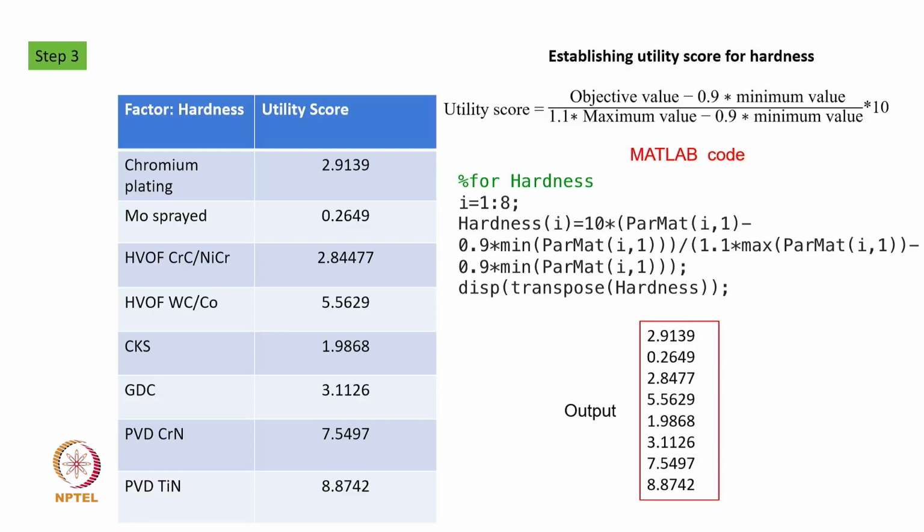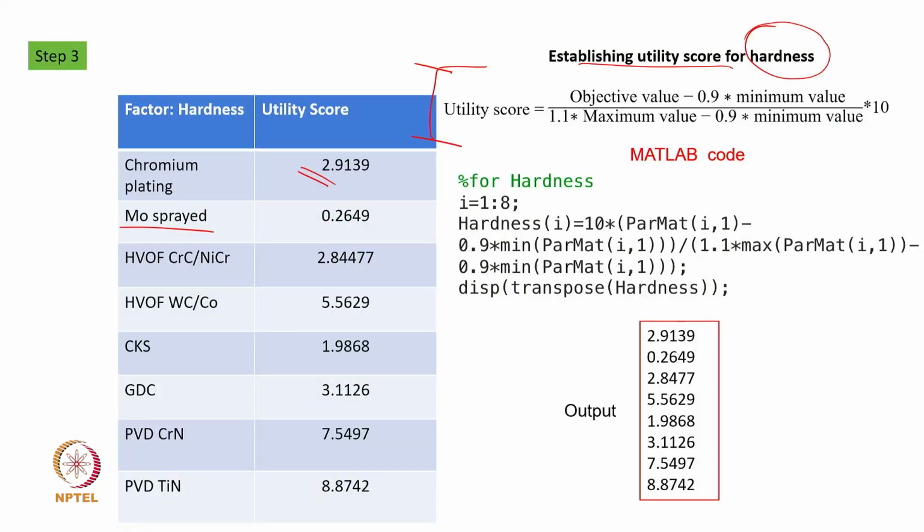Now, step 3 is basically establishing the utility score. So, the first case is hardness as parameter 1. We are using the formula that has already been explained in the previous lectures, so I am not repeating it. You can see that in the value we got, the chromium plating is getting something like 2.9 on a 1 to 10 scale. Mo spray is getting 0.26 from the hardness point of view, because most of the time Mo is used for the friction point of view, not the wear point of view.